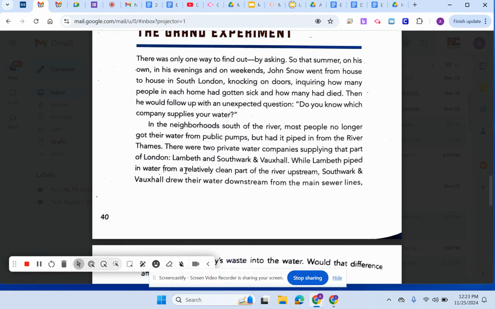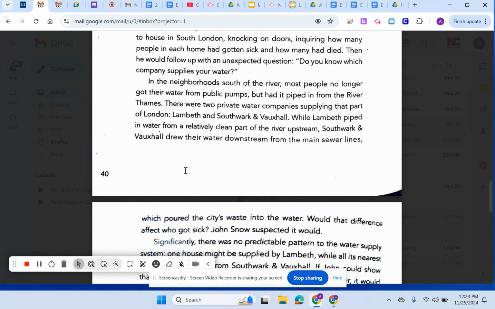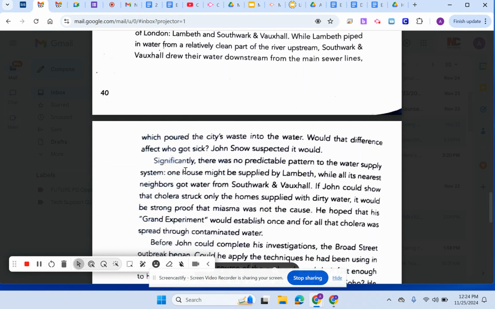In the neighborhood south of the river, most people no longer got their water from public pumps, but had it piped in from the River Thames. There were two private water companies supplying that part of London, Lambeth and Southwark and Vauxhall. While Lambeth piped in water from a relatively clean part of the river upstream, Southwark and Vauxhall drew their water downstream from the main sewer lines, which poured the city's waste into the water. Would that difference affect who got sick? John Snow suspected it would.